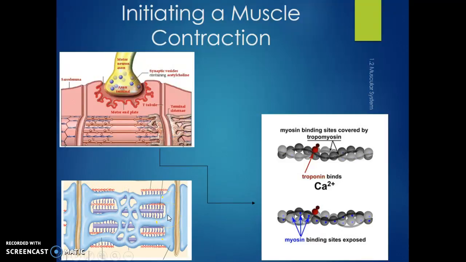So the sarcoplasmic reticulum will release the calcium, and as you can see here, the calcium will then bond with the troponin, and this will change the shape of the troponin, which will cause both the troponin and the tropomyosin to pull away from the actin binding sites, therefore allowing the sites to be available for the myosin to bind to.